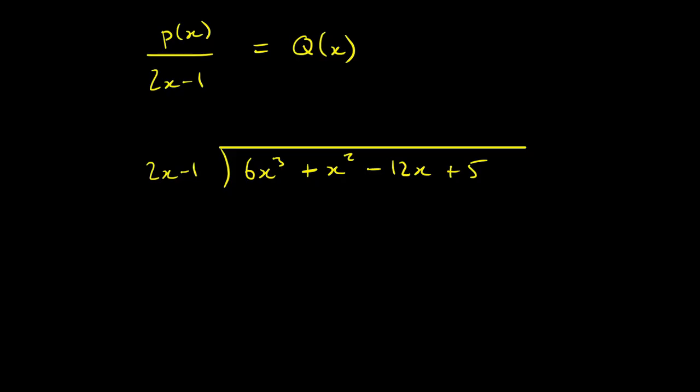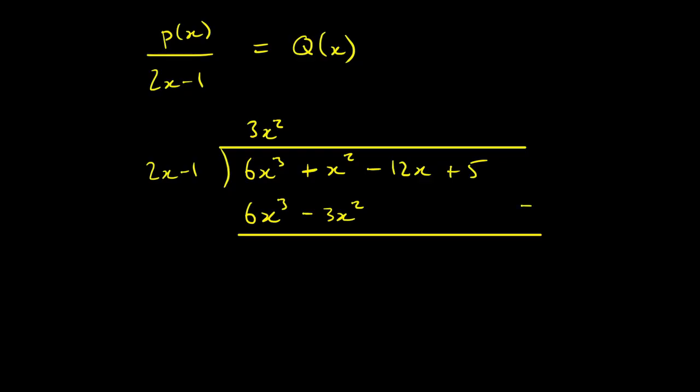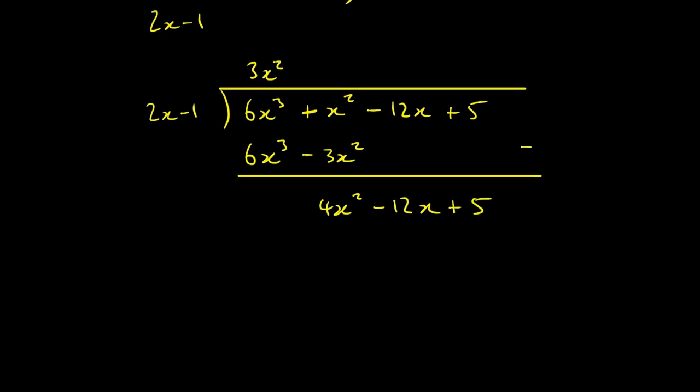Okay, so we're going to take the leading term, 6x cubed, divided by 2x, we get 3x squared. We're going to take the 3x squared times 2x minus 1, which gives 6x cubed minus 3x squared. Okay, and then we're going to subtract the bottom from the top. So 6x cubed minus 6x cubed is 0. x squared minus minus 3x squared is plus 4x squared minus 12x plus 5. So 4x squared becomes the new leading term.